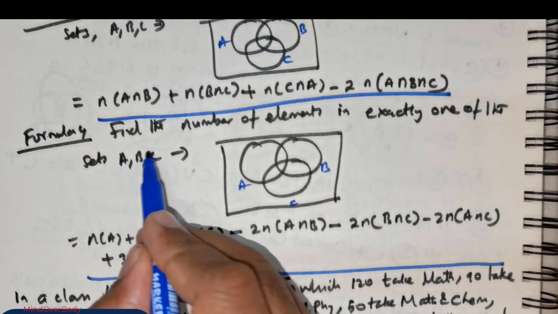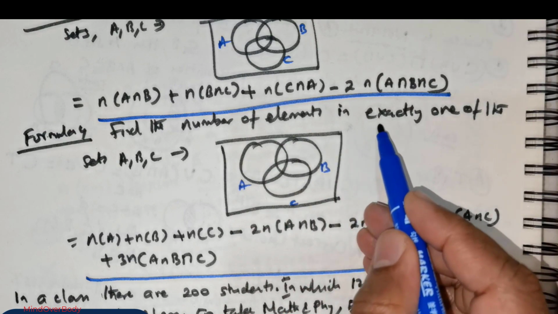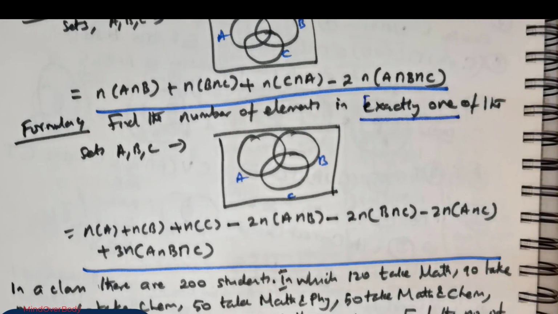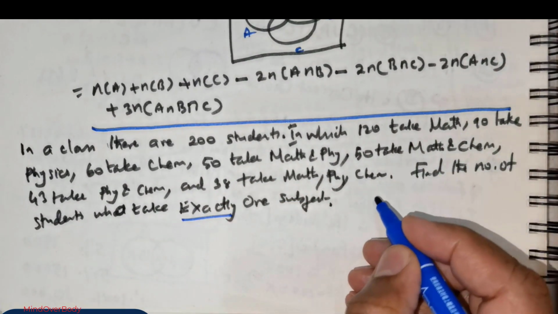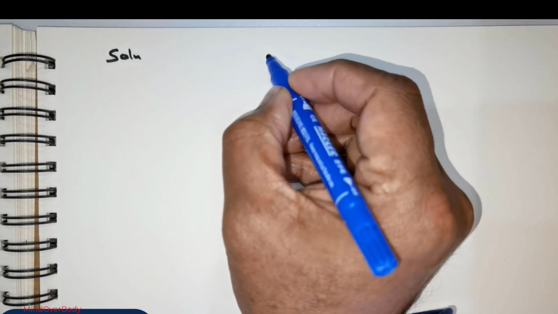You see this formula? Find the number of students, or I should say find the number of elements in exactly one of the sets. So this is the keyword, exactly. So what I would do is list out the information. Let's start the solution for this question, students. First, I would like to write down the data.